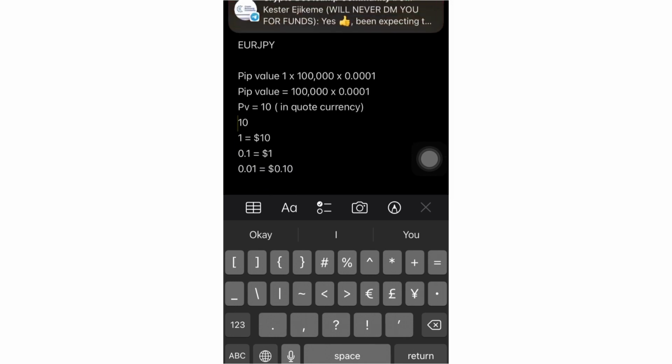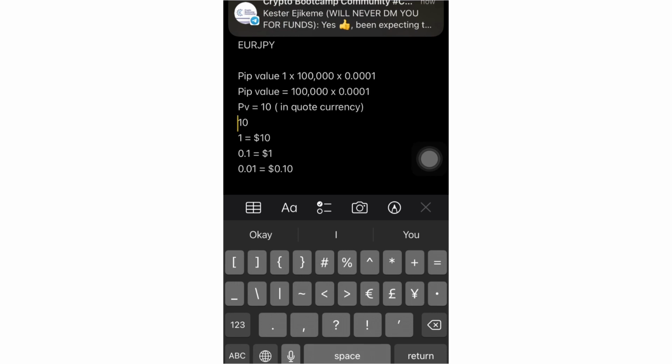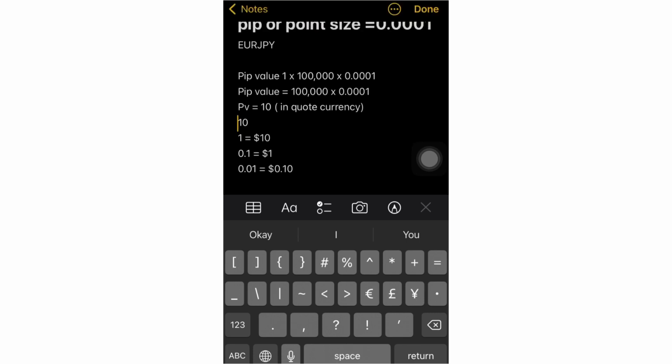But for memorizing sake, just know that one lot gives you 10 in quote currency. 0.1 lot gives you 1, if it moves 1 pip, in whatever quote currency you want to trade. 0.01 lot gives you 0.1, which is like 10 cents in whatever quote currency. But for education purposes right now, we're using USD. That's why I would say $10, that's why I would say $1, that's why I would say 10 cents, right?